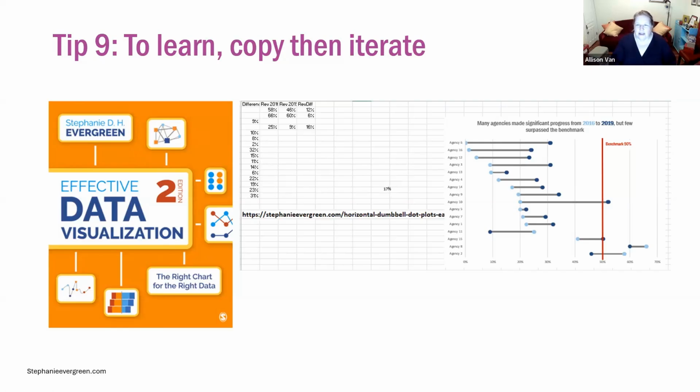And then once you've done it once or twice, you can begin to adapt it. You can change it to other data. You can do something totally different with a color scheme. You can change these from dumbbell plots to bars, whatever you want to do.